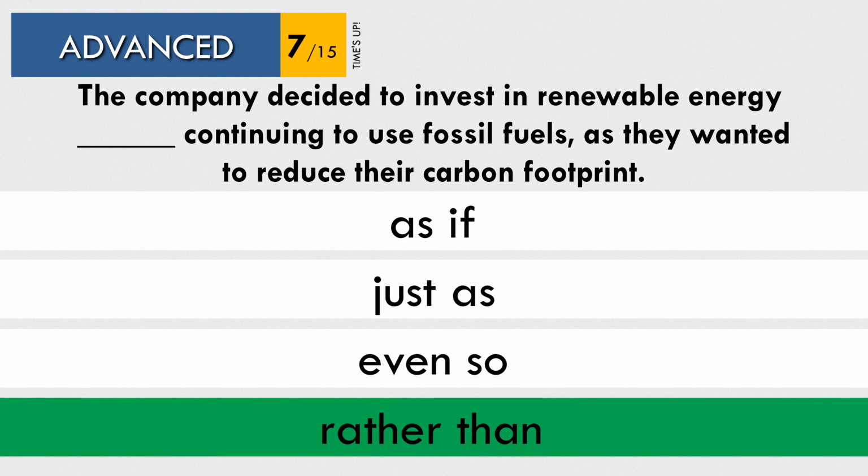The correct answer is rather than. The sentence should read, "The company decided to invest in renewable energy rather than continuing to use fossil fuels as they wanted to reduce their carbon footprint." Rather than is used to show a preference for one option over another. Question 8.